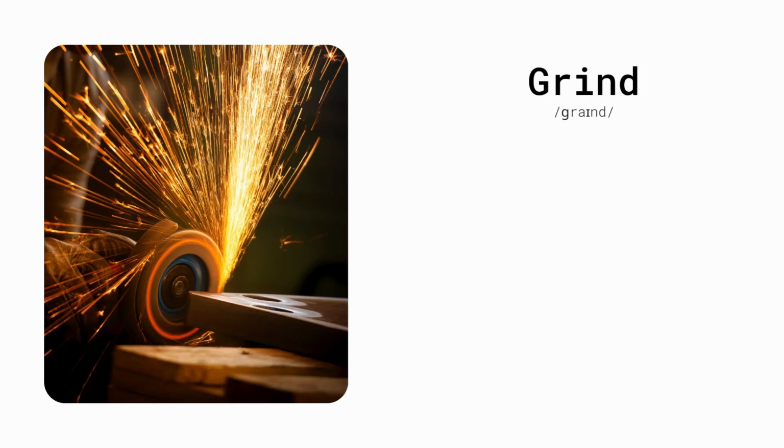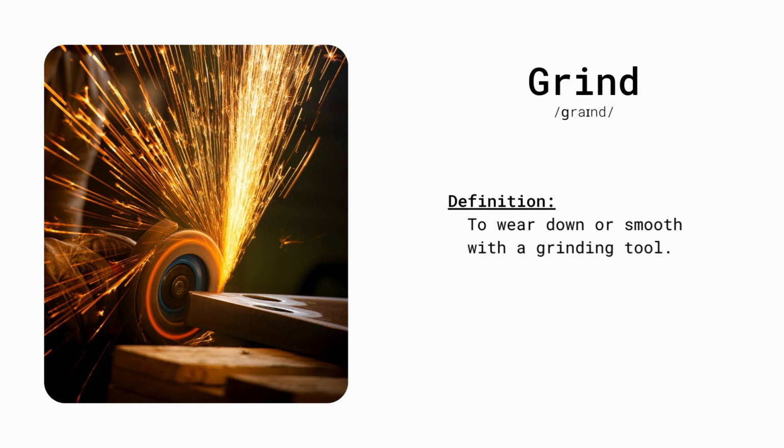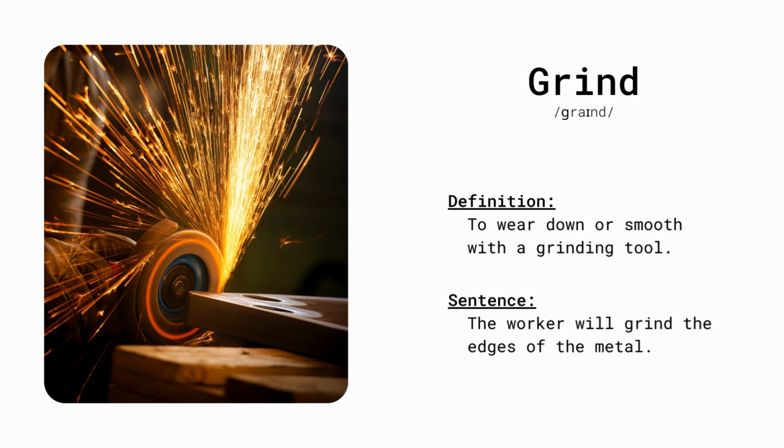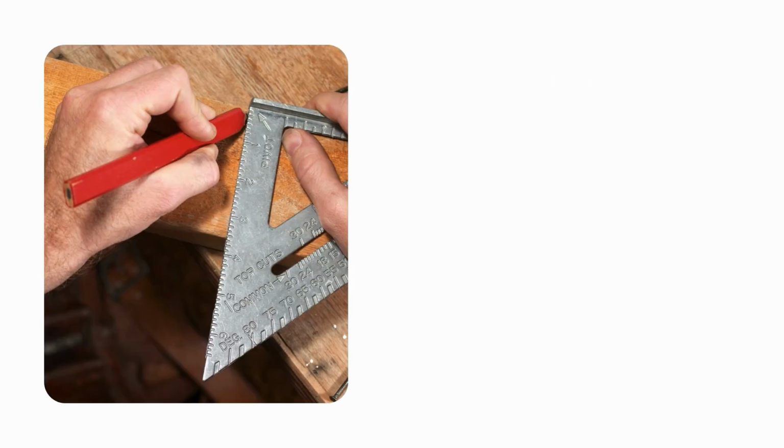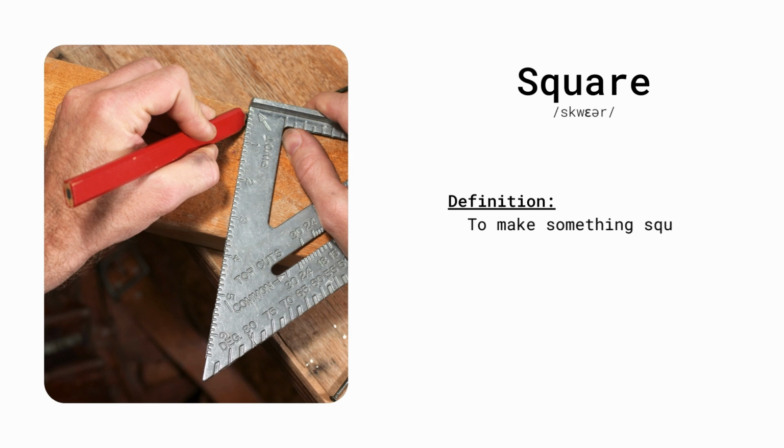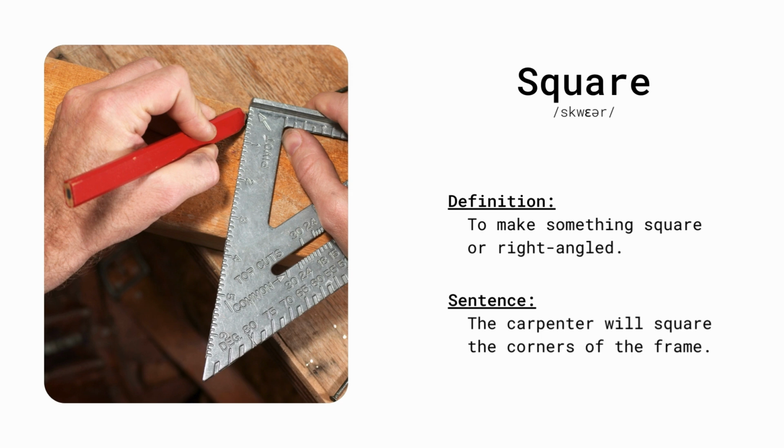Grind. To wear down or smooth with a grinding tool. The worker will grind the edges of the metal. Square. To make something square or right angled. The carpenter will square the corners of the frame.